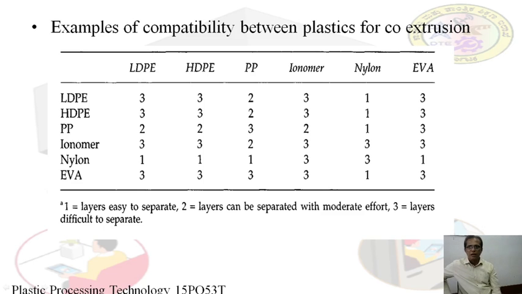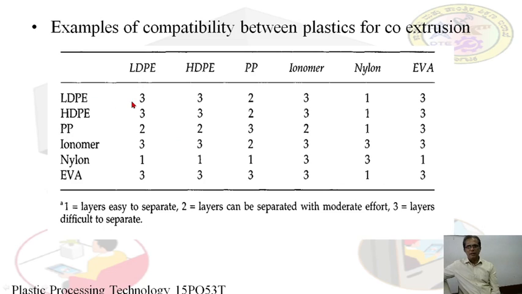In this table, you can see the compatibility between the plastics for co-extrusion. Say here the numbers that are shown. One means the layers are easy to separate. Two means layers can be separated with moderate effort. Three means layers are difficult to separate.